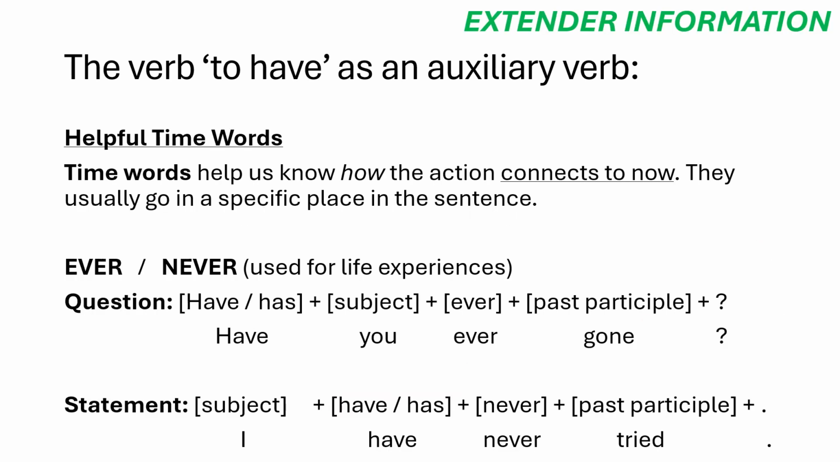We will briefly learn some helpful time words as an extender. Ever and never are used for life experiences. Ever is used in questions. Have or has plus subject plus ever plus past participle. For example, have you ever gone?